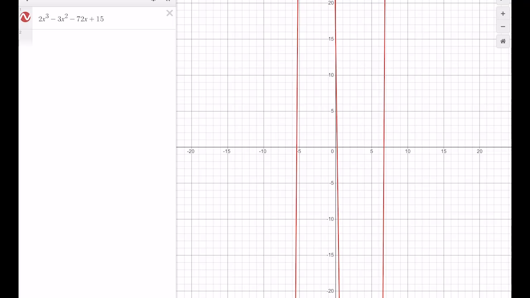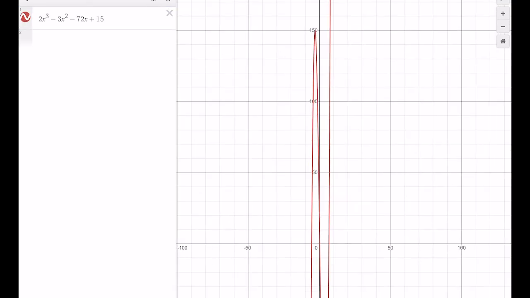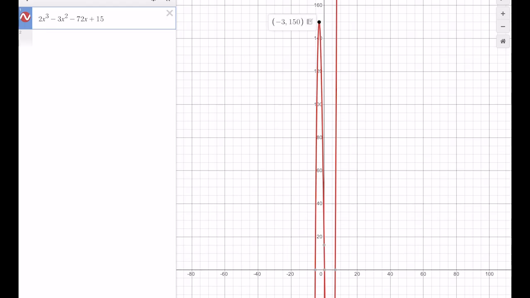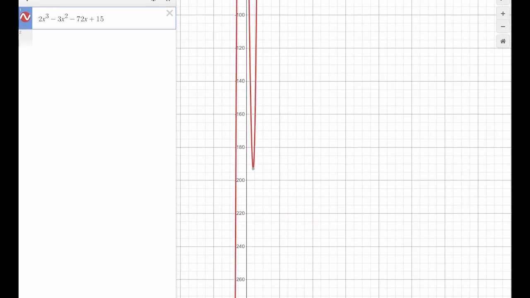So if I zoom out here, we've got this maximum point that we figured out, right? We calculated the maximum point occurred at -3, 150. So that's your relative max. And then my relative min is down here at +4, -193. So your relative min is -193, and it occurs when x equals 4.